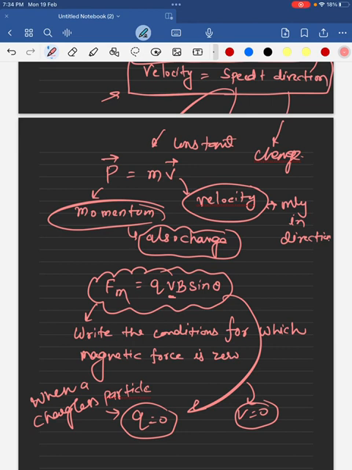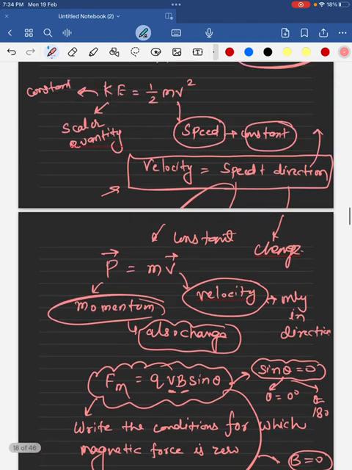Third case, if b is equal to zero, that means if the magnetic field is not present, the magnetic force on the charged particle is zero. Fourth thing is that sine theta is equal to zero. Sine theta is 0 when theta is equal to 0 and theta is equal to 180 degrees. Sir, what is theta? Theta is the angle between v vector and b vector.